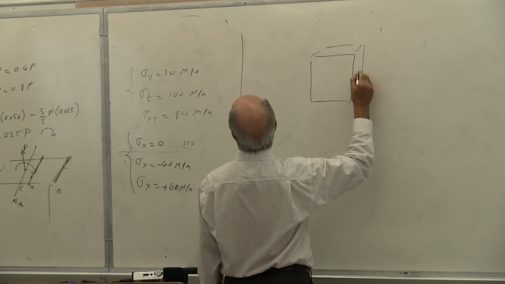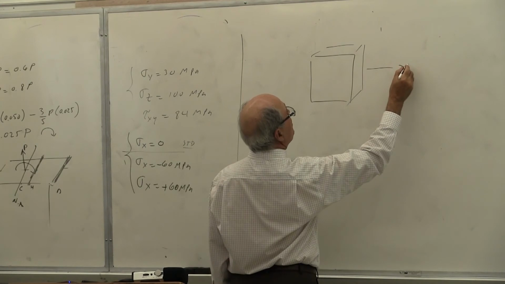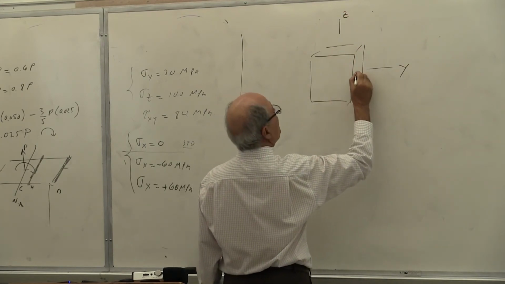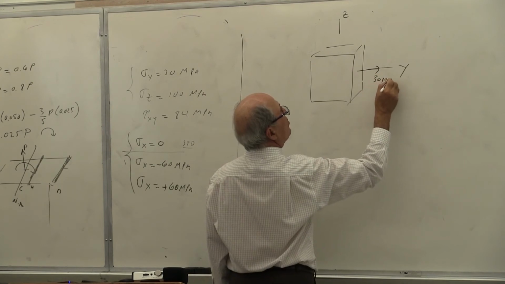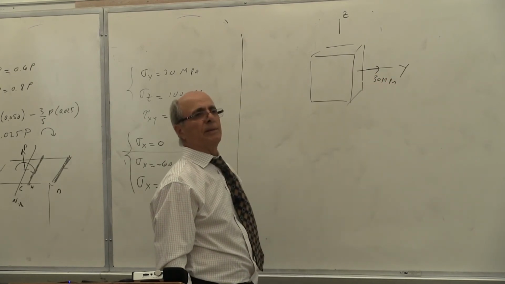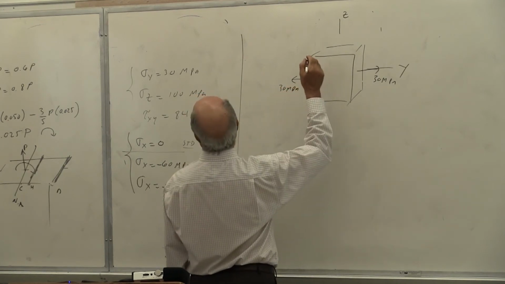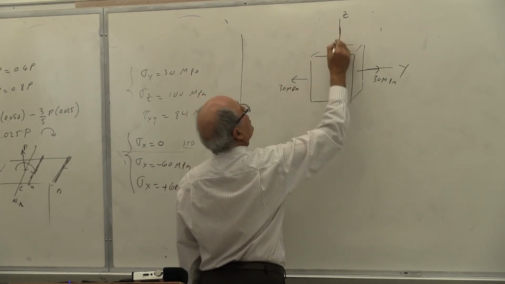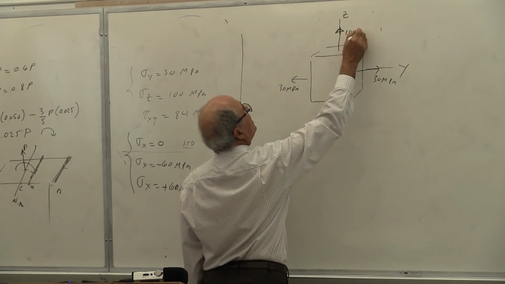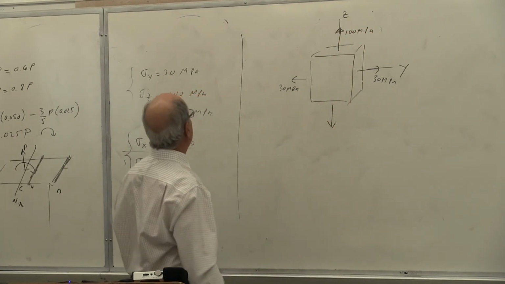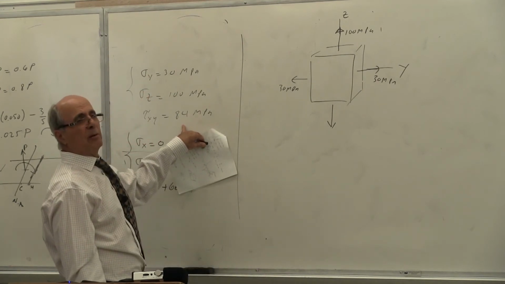So sigma x equal to how much? Actually, this is y and z. Sigma y is 30 megapascal. Correct or not? Yes. Sigma z is actually 100 megapascal. Correct or not? Yes. And tau xy is positive.